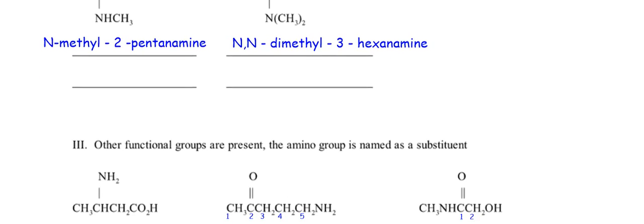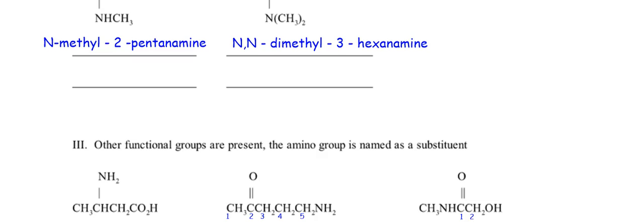that if you have other functional groups present, then the amino group is named as a substituent. All right, so it's not going to end in amine anymore. It's going to end in the higher priority of the functional groups.